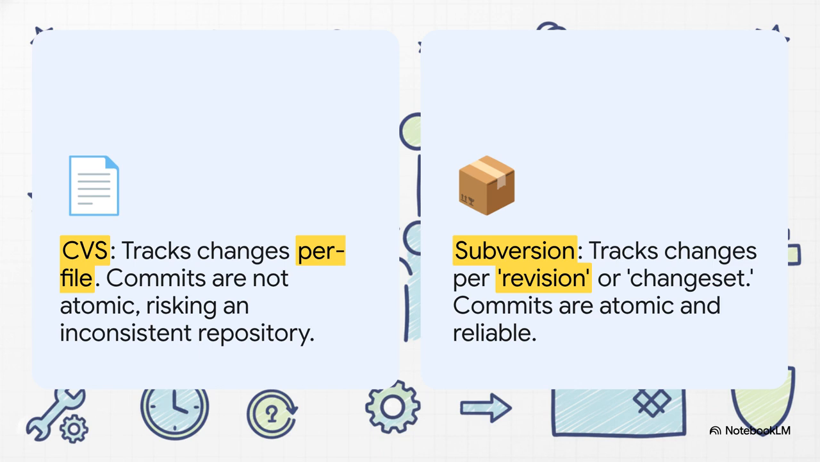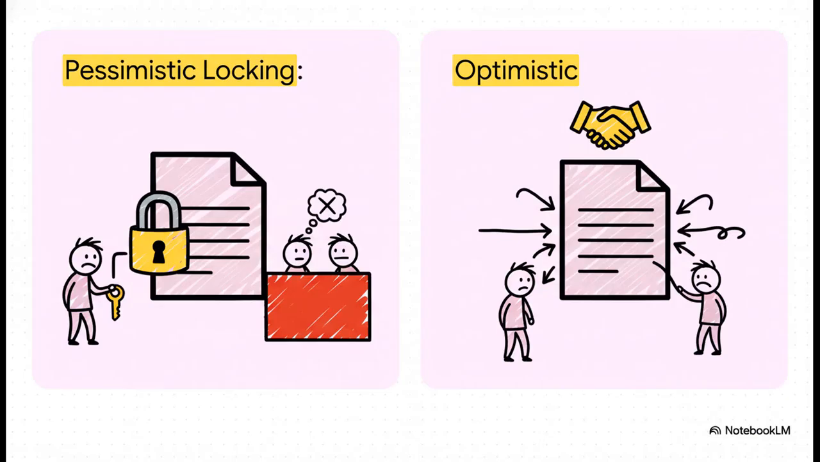If that transaction fails for any reason, the whole set of changes is rolled back. This was a massive improvement for reliability because it meant the repository could never be left in a broken, half-updated state.